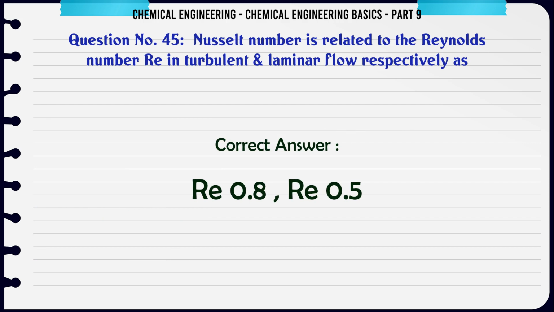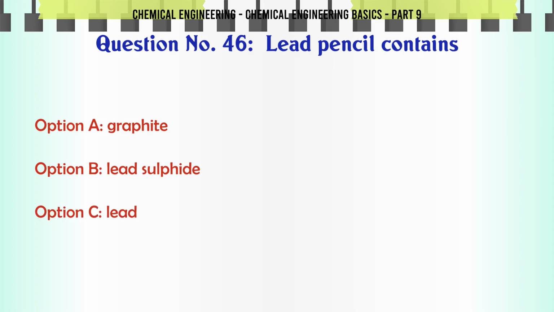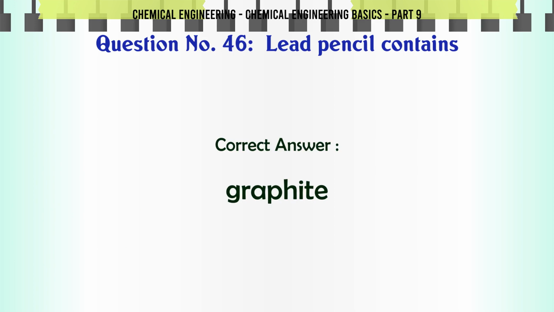Lead pencil contains: A. Graphite, B. Lead sulfide, C. Lead, D. Both B and C. The correct answer is graphite.